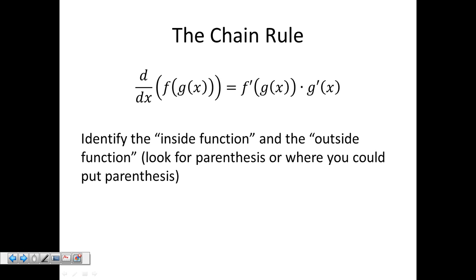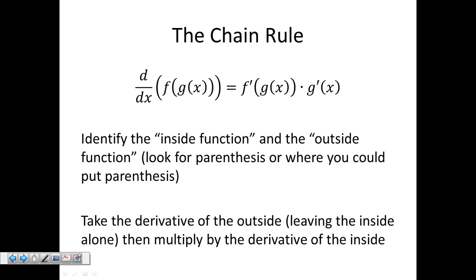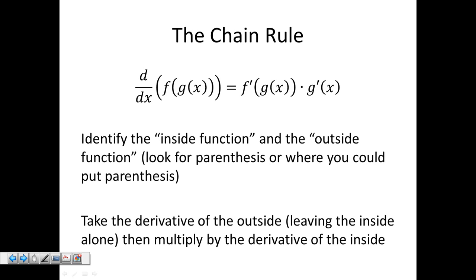I always like to think of it as a quote-unquote inside function and an outside function. Best way to find the inside and the outside is to look for parentheses that are already there, that are given, or where could I put parentheses? And those parentheses help me identify what is the inside function and the outside function. Once I've identified my inside function and my outside function, what I do is I tell myself, okay, take the derivative of the outside function and leave the inside totally alone. Leave the inside alone for that first step, and then multiply by the derivative of the inside.